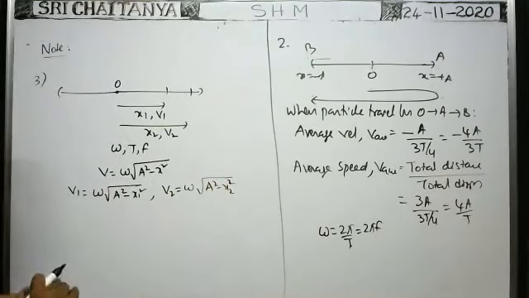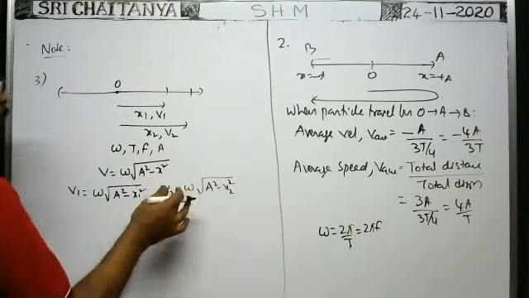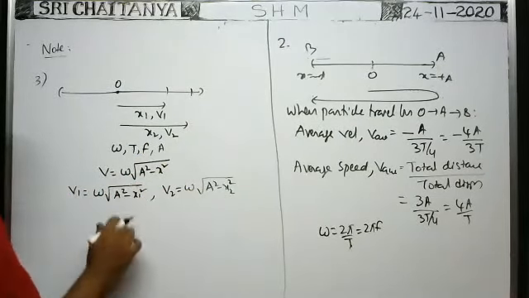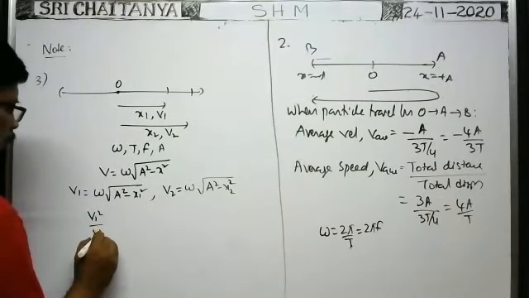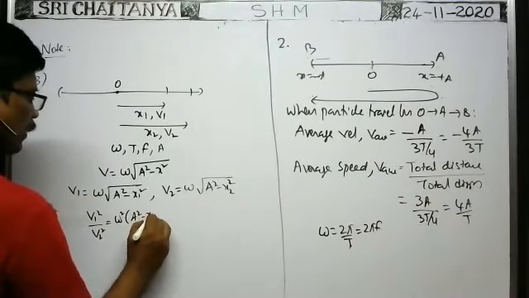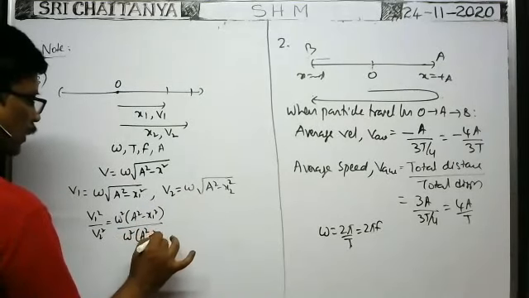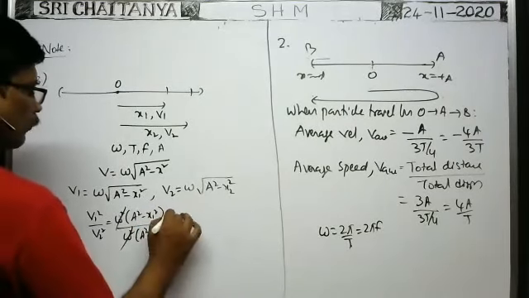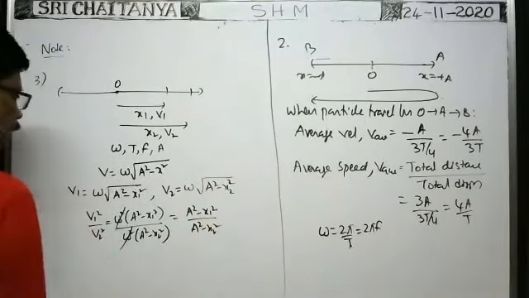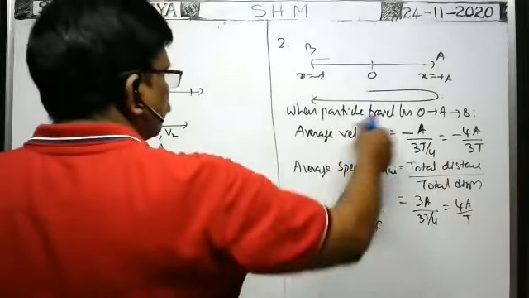Now from this we need the formula for amplitude. How can we find it? Omega should not be there because the answer is not in terms of omega. That's why you square these two and divide. v1 square by v2 square is equal to omega square into a square minus x1 square, by omega square into a square minus x2 square, omega square cancels. That is equal to a square minus x1 square by a square minus x2 square. So we need the a value. That's why you do cross multiplication.